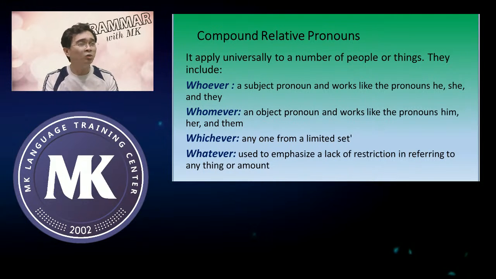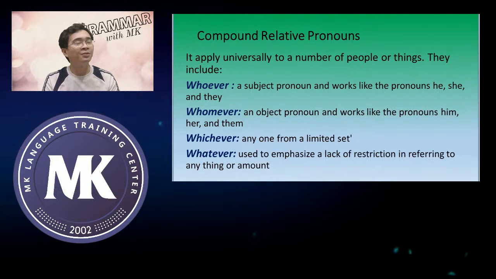But how about whatever? For whatever, we use this to emphasize a lack of restriction in referring to anything or any amount. For whatever, there is no limitation. There is no restriction. Unlike whichever, where I can only choose within these 3 items. But for whatever, I can say whatever I want to buy in the mall. So if my father is really rich, I can say, oh, Darrell, you can choose whatever you want in the mall.